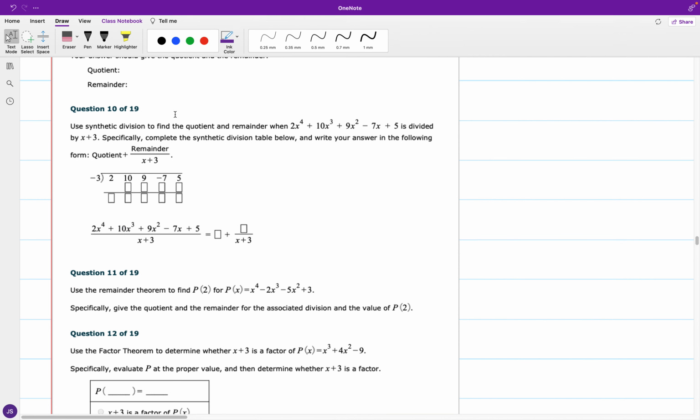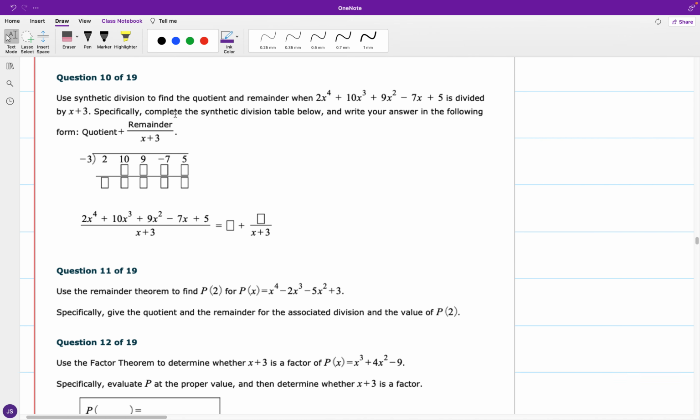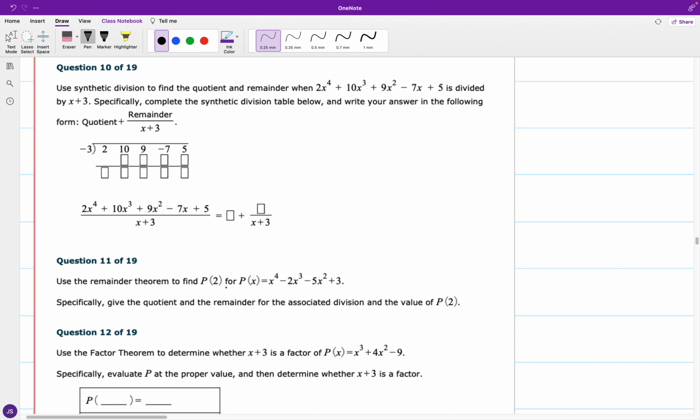And we have number 11. It says here to use the remainder theorem to find p of 2 for this particular polynomial function. And it says to give the quotient and the remainder for the associated division and the value of p of 2.